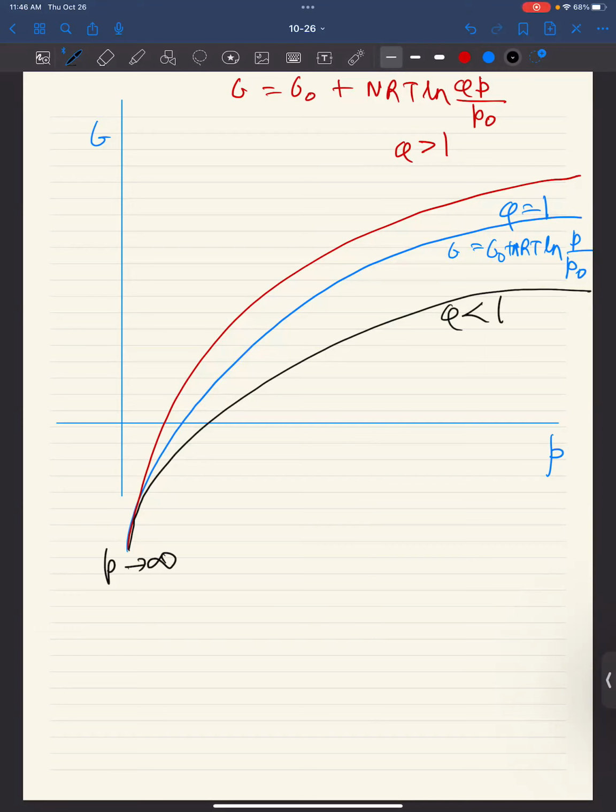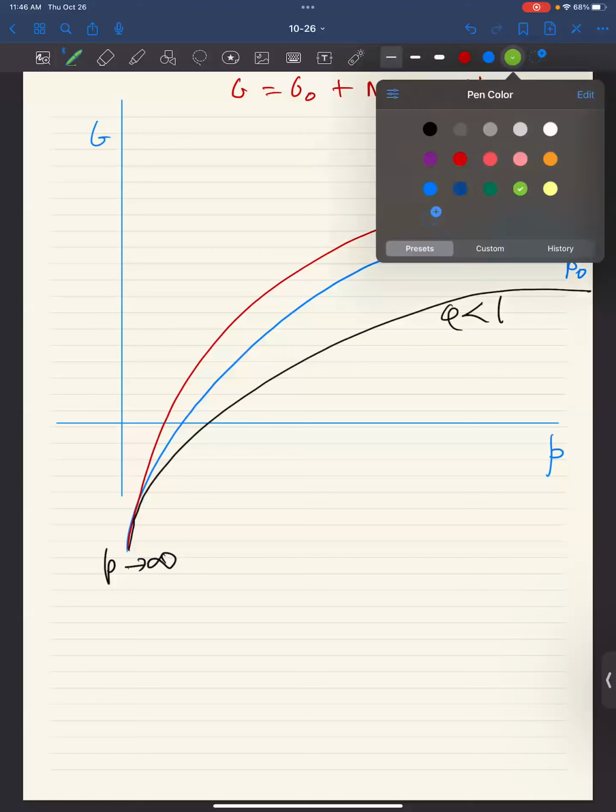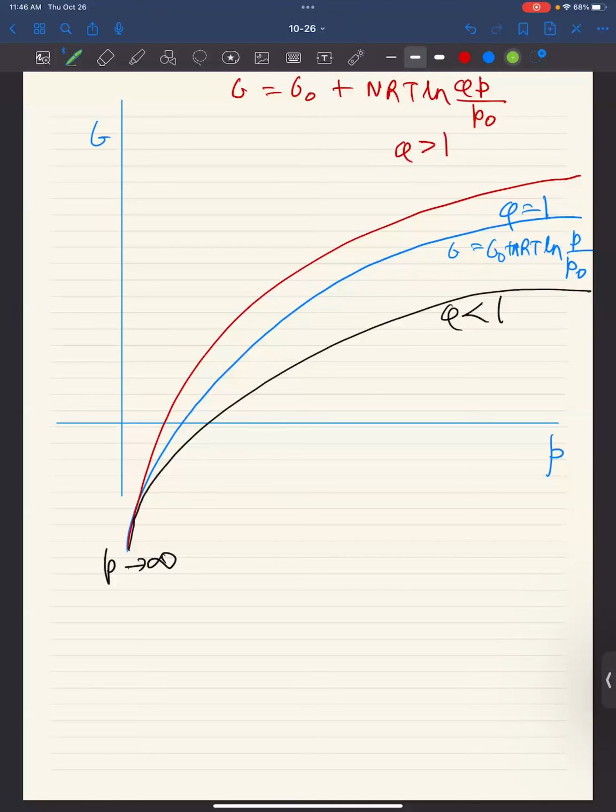And here I drew some idealized cases in which phi was more than one at all pressures. In reality, you could have a curve that starts here. It always has to start here. Then it stays under, then it goes above, then it comes under, then it goes above, and then whatever. You could have a curve like that.